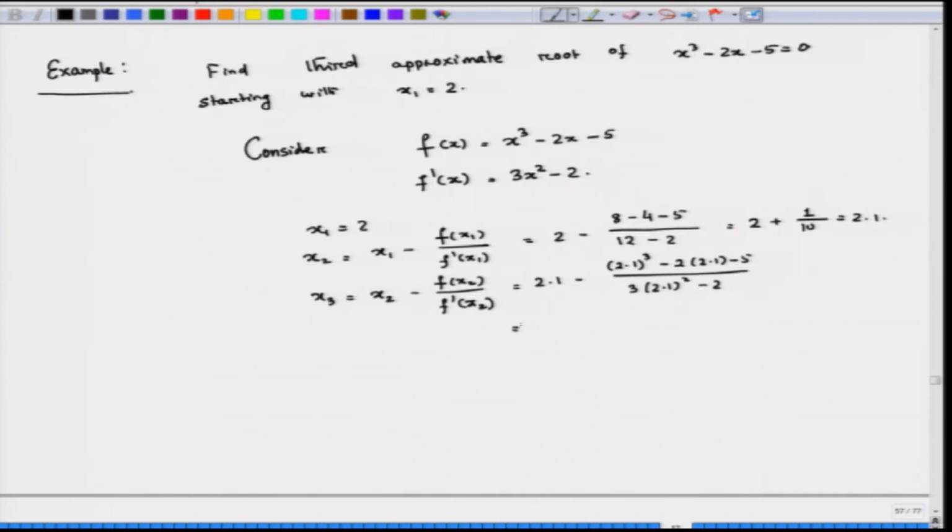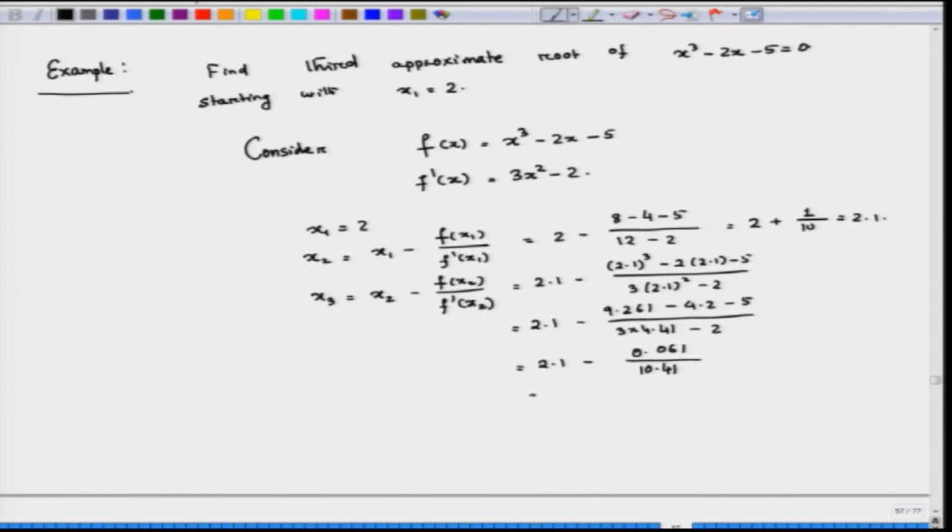Now, if we calculate this, this is going to be 2.1 minus 9.261 minus 4.2 minus 5 divided by 3 into 4.41 minus 2, which is equal to 2.1 minus, this is 9.2. So, therefore, what you are going to get is 0.061 divided by 12.41 minus 2 is 10.41.